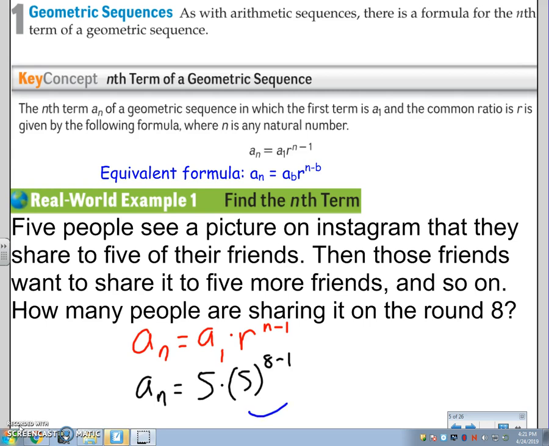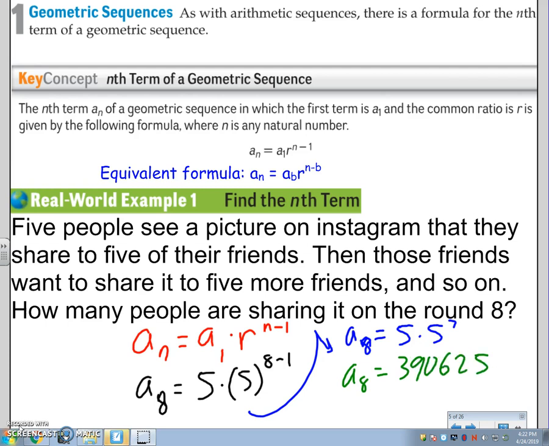So that is really a sub 8 equals 5 times 5 to the 7th power. You can type it in your calculator, and you get your answer, a sub 8 equals 390,625. That's how many people are sharing it after the 8th round.